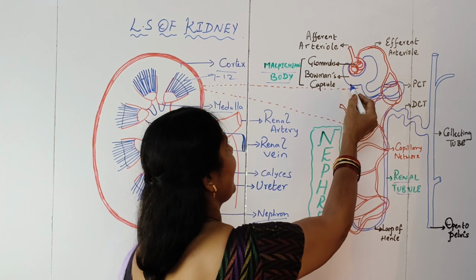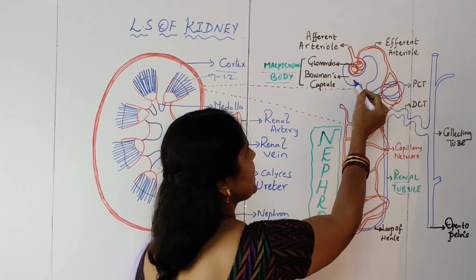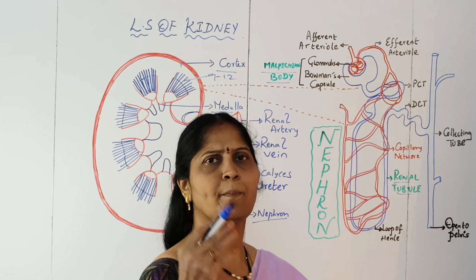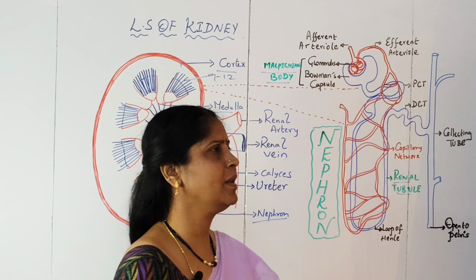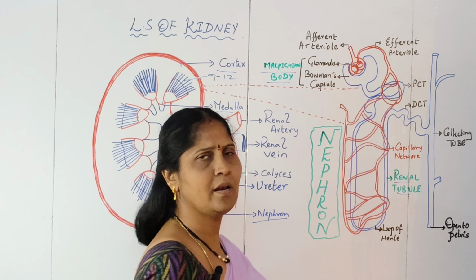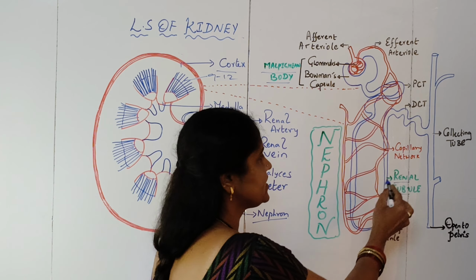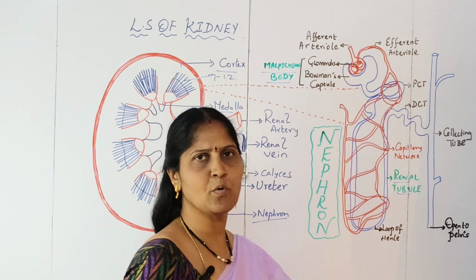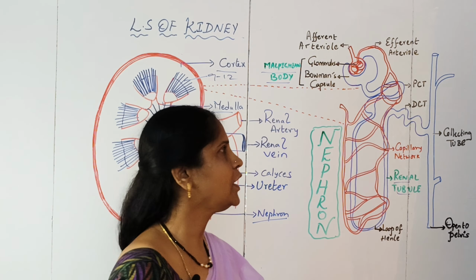Then the next structure is called the Bowman's capsule. As you can see, the cup-shaped structure which is holding the glomerulus, that cup-shaped structure is called the Bowman's capsule. So the Bowman's capsule and glomerulus together will form the Malpighian body, which is one of the important parts of the nephron. Then you can see there is a tube that is extending all downwards, that is called the renal tubule. In blue color I have drawn the renal tubule. This renal tubule plays an important role in formation of the urine.